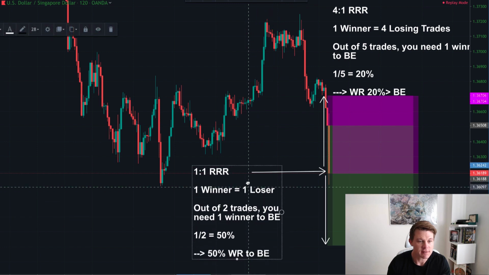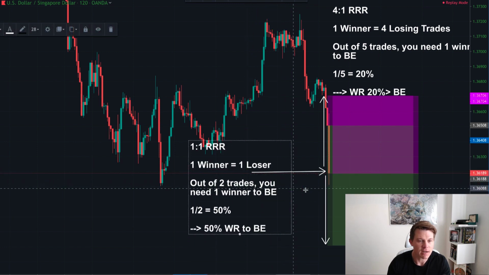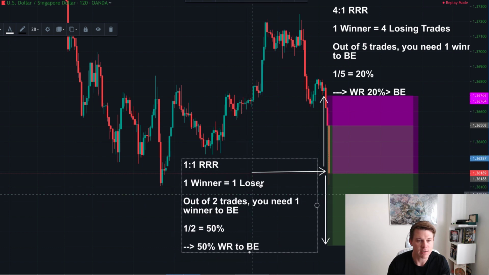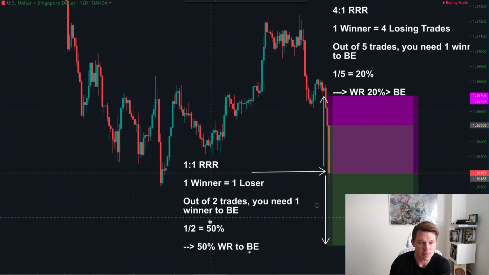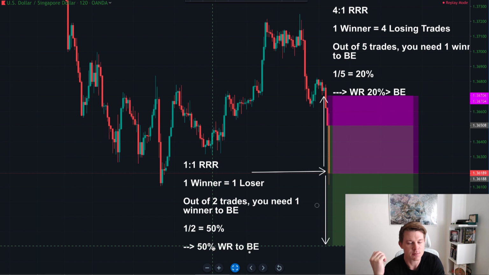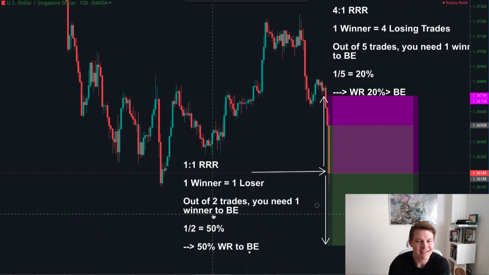So you can see this is a very, very different outlook now, and this is how the reward to risk ratio changes during the duration of your trade. And obviously trading with a 20% required win rate versus 50% is a huge difference. It's more than double, obviously, 2.5 times to be exact.